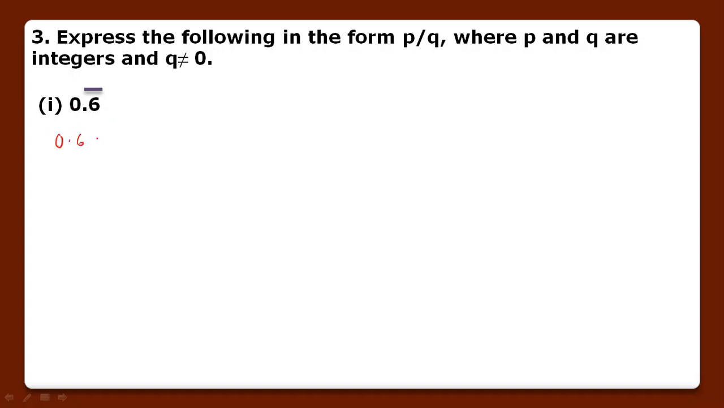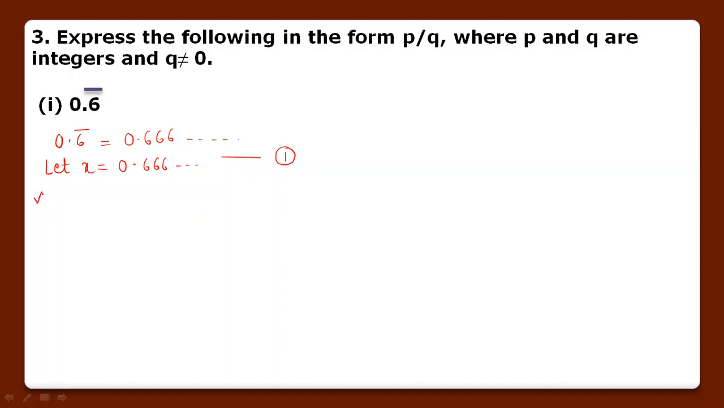0.6 bar. What does it mean? 0.666 and so on. We will let x is equals to 0.666 and so on, and we'll mark it as equation number 1.